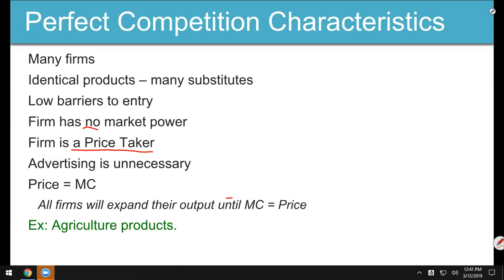That's what happens. So you drive your truck up, and it's almost going to be the case that the loading dock at Kellogg's is going to have a sign there: we're paying $3.50 a bushel.